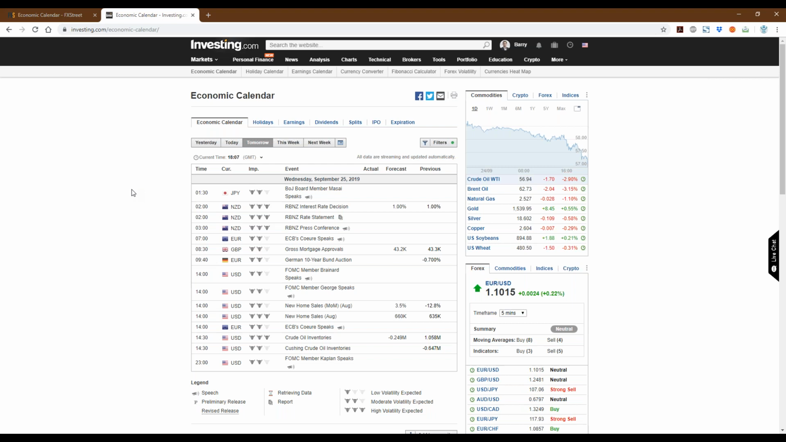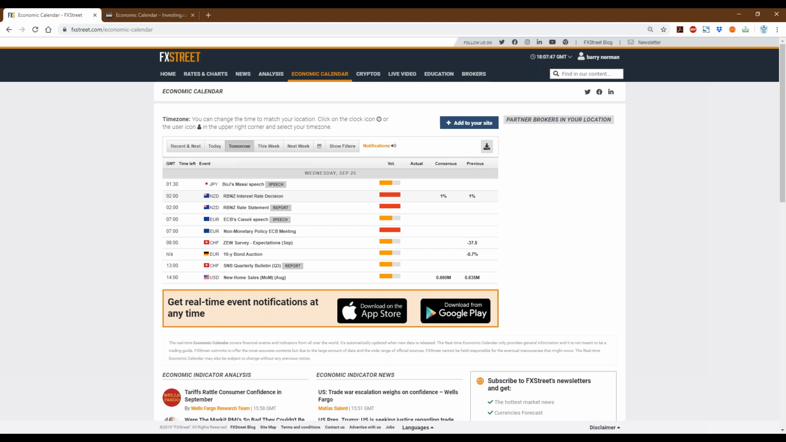Then we go down to 02 o'clock and we have from New Zealand, we have the interest rate decision. Guess what we have over here? 2 o'clock, the interest rate decision. Now, if we notice on FX Street, we have what they call their volatility. Okay. Now, we can use the word volatility. We can use the word importance. Some use the word tier because these are tiers. All economics data is rated in tiers. So the difference between these two is there's only tier one, tier two, tier three events, and then non-economic events.